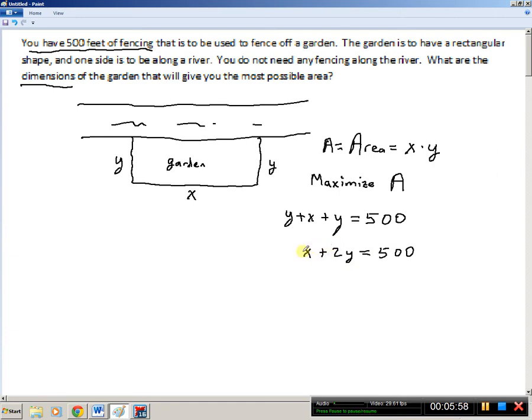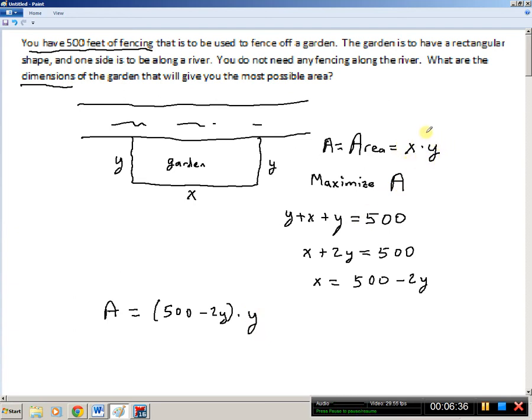And being lazy, I look at this equation and say, you know, I could solve this equation pretty easily for x. x equals 500 minus 2y. And then that allows me to replace x up here by this expression. So I would have this for A. A is equal to, x is going to be gone now, so it's 500 minus 2y times y.